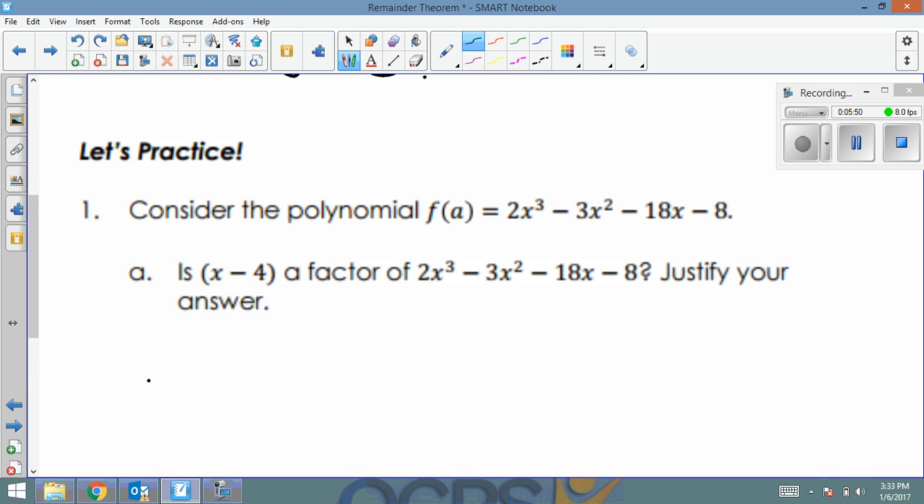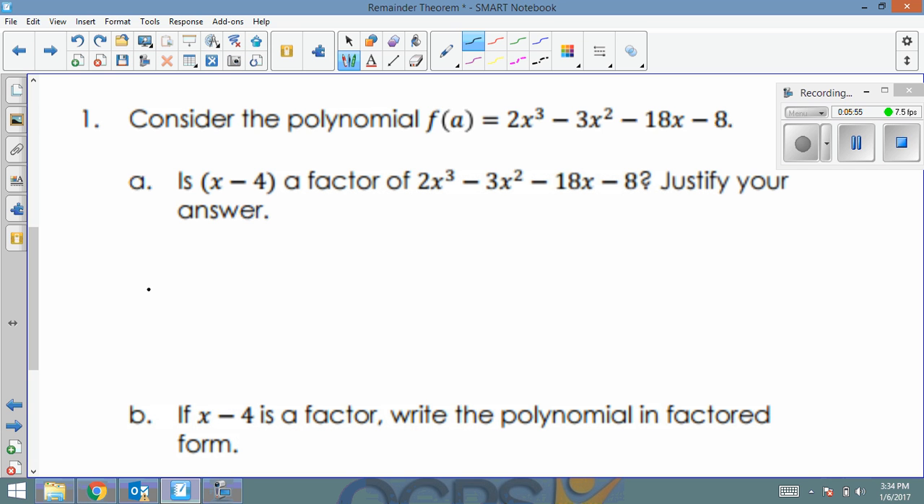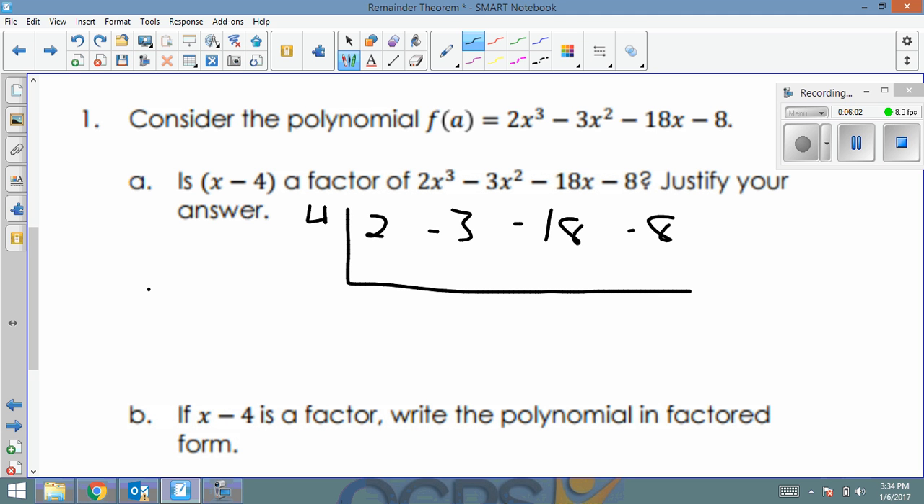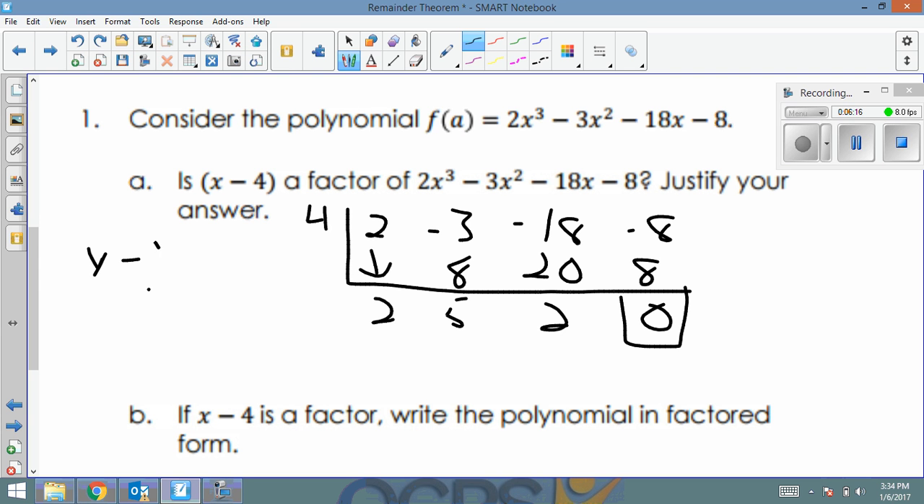And it says, is x minus 4 a factor of that polynomial? So how we do that is we synthetically divide. So we do 2, -3, -18, and -8. We put 4 on the outside. And what we're looking for, do we get a remainder of 0? So that'd be 8, 20, 8, 0. Yes, we do. So x minus 4 is a factor because our remainder is 0. That's according to the remainder theorem.